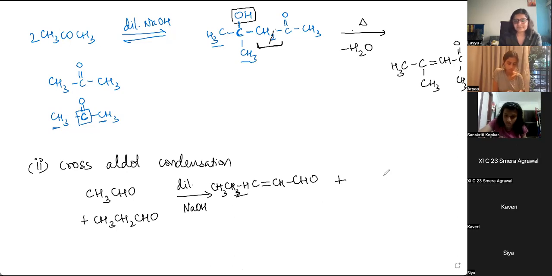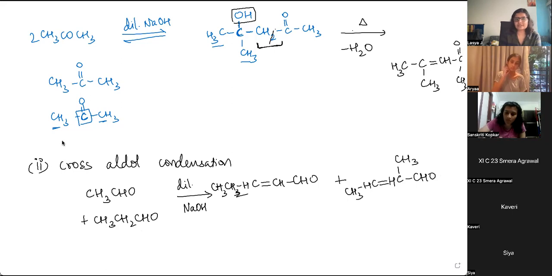Plus the second case, CHO, propanal will be the one that loses the alpha hydrogen. So here the alpha hydrogen is gone. This is connected to another CH3. And this will be attached to acetaldehyde. So here a double bond, CH3.